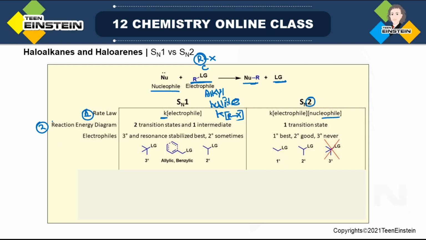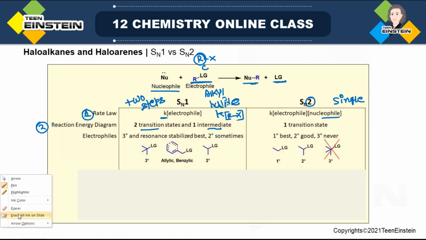The second point is the reaction energy diagram, the energy profile diagram. Remember, in the last class I have already drawn the energy profile diagram for SN1 and also for SN2. Now SN2 is a single step reaction, and SN1 is a two step reaction. As it is two steps, there must be two transition states and one intermediate. And what is the intermediate? The intermediate is carbocation. But when it is single step, there is no intermediate and you are getting only one transition state.